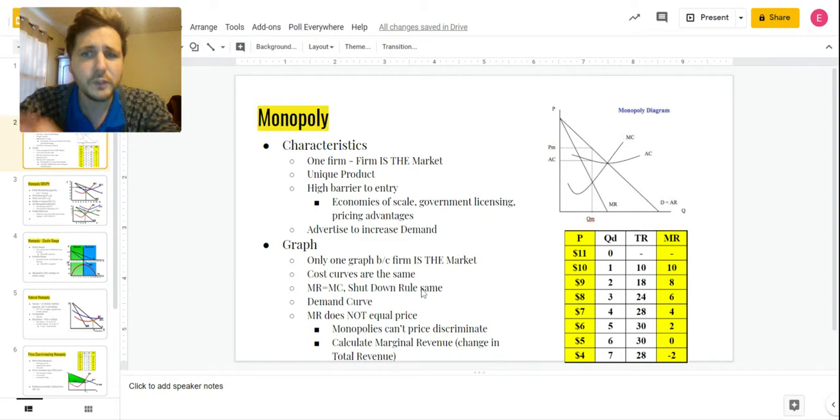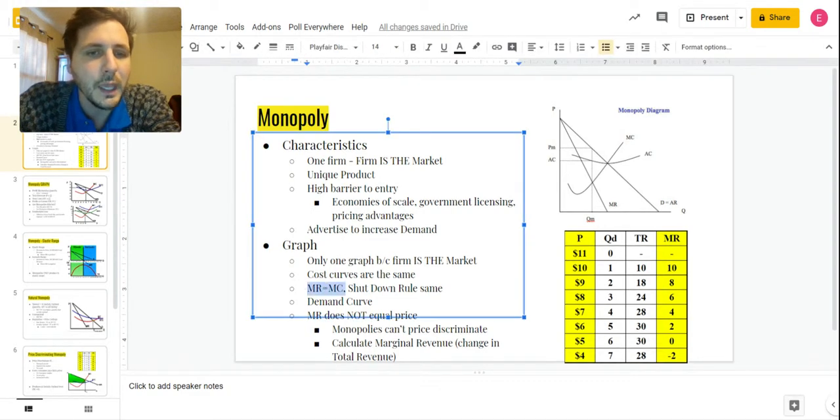Okay, so that's how you graph it. Marginal cost, average total cost, demand, and marginal revenue are separate. That's the big change right there. Now, also, whenever you're doing this, remember that you're still going to have the profit maximizing rule, right? Right here, MR equals MC is still where profit is maximized.